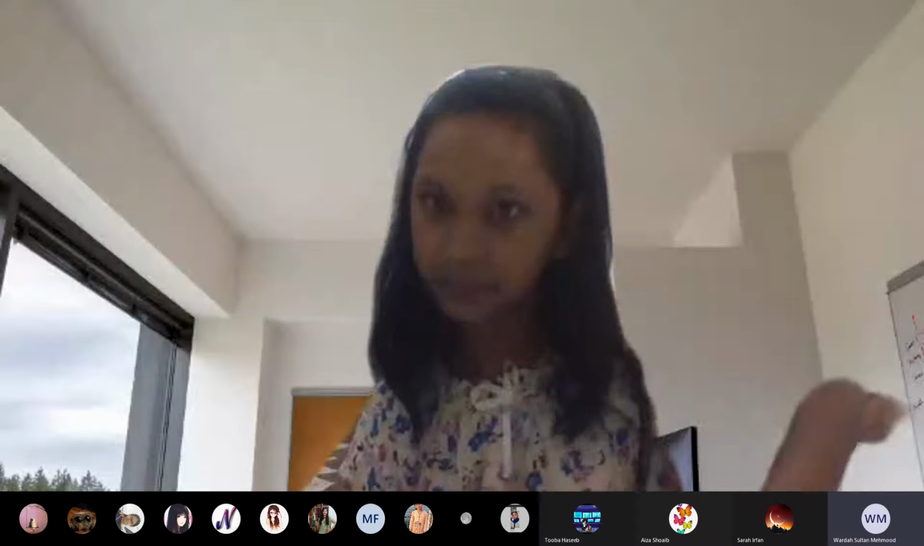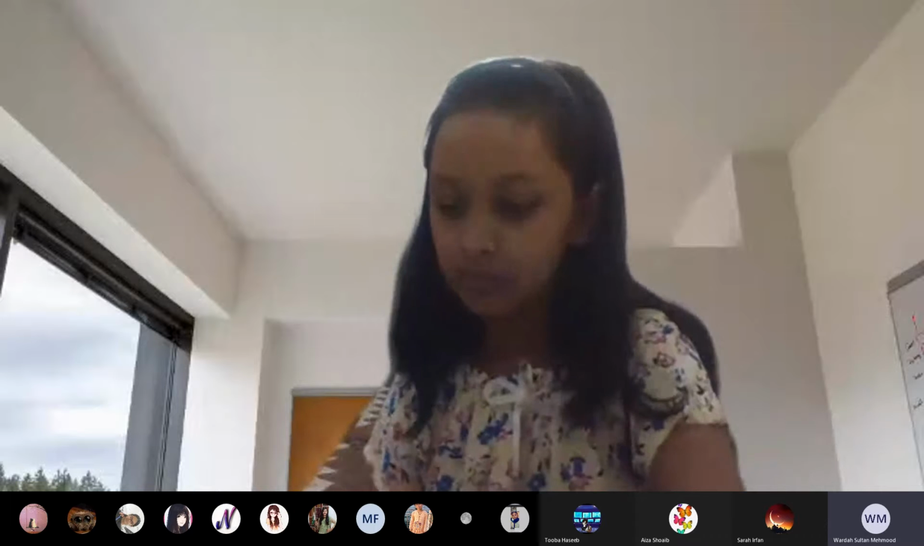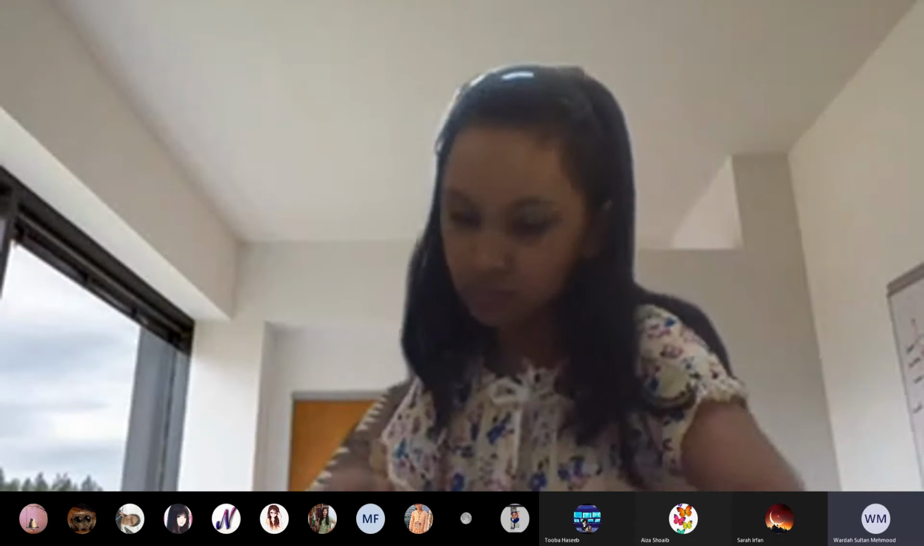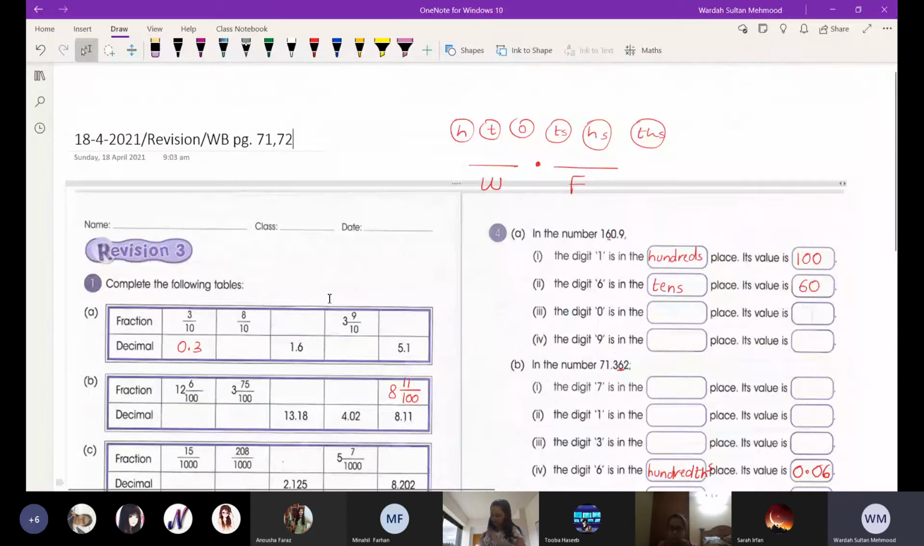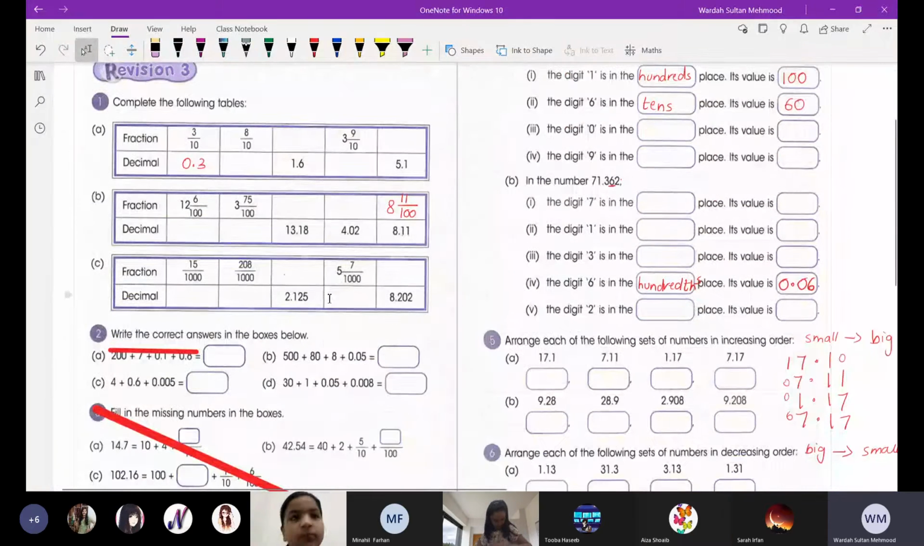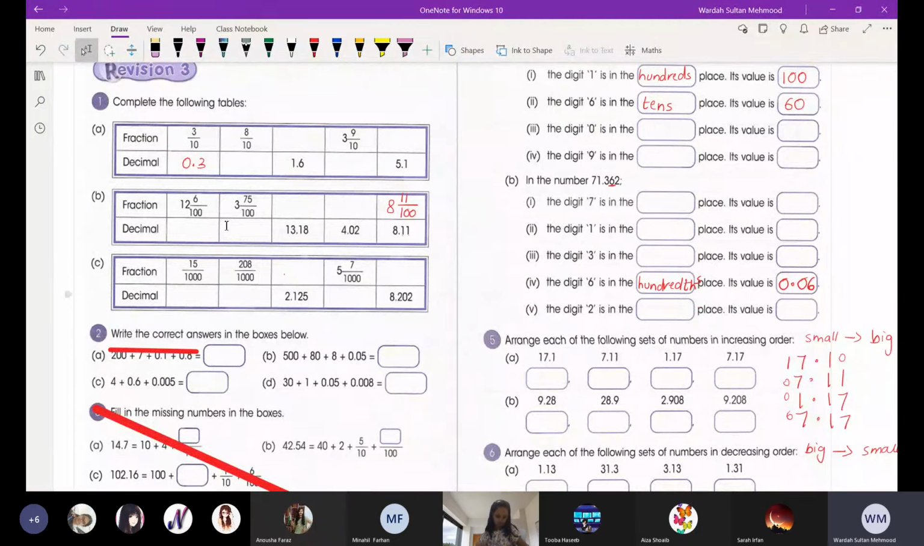Look at the screen, everyone. First, let me explain a few things here, and then you will start these 2 pages by yourself. So you're going to do basically these 2 pages in your workbook. If you remember, this is the first chapter that we did: hundreds and thousands, the decimal numbers, and the fractions and the conversion. Okay, here I have written the places.